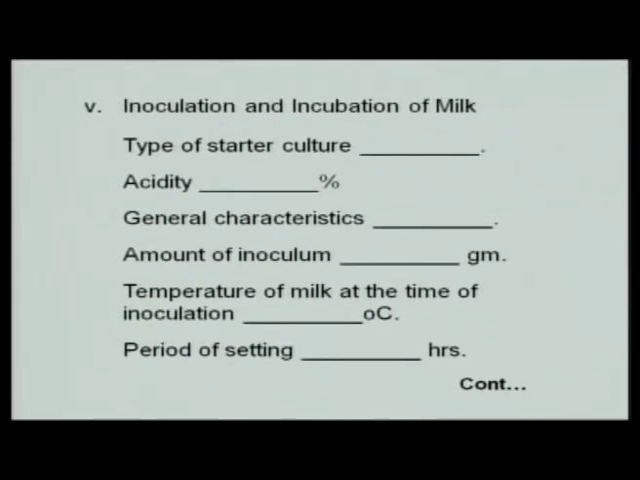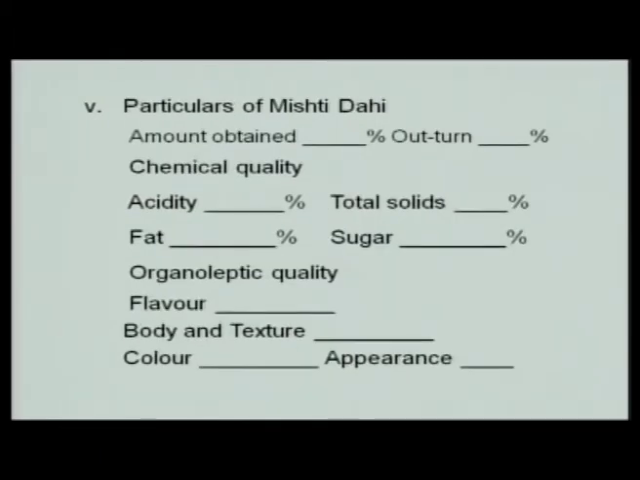are to be there. After this we have to incubate. So, the type of starter culture, acidity, the general characteristics we will try to complete. That is general characteristics, amount of inoculum, temperature of the milk where the inoculation is set up. So, these are the particulars of Mishti Dahi: amount, outturn, chemical quality, total solids, fat percentage, sugar, flavor, body and texture and appearance. These are the properties which we have to see.